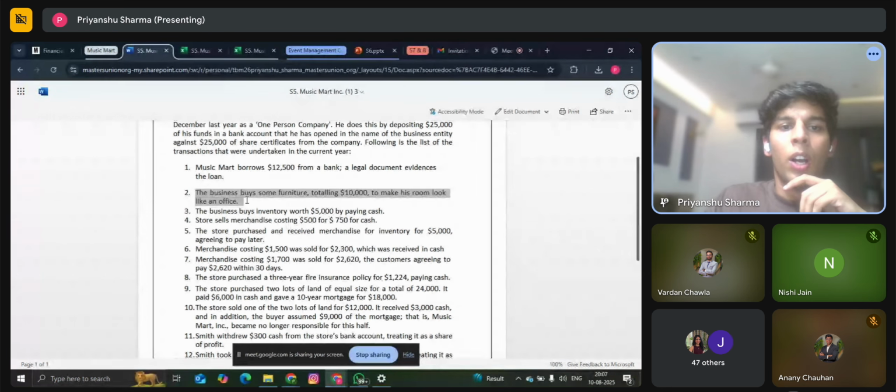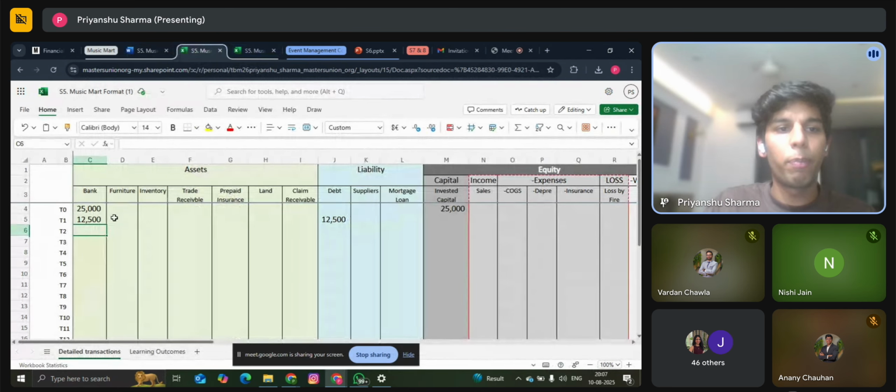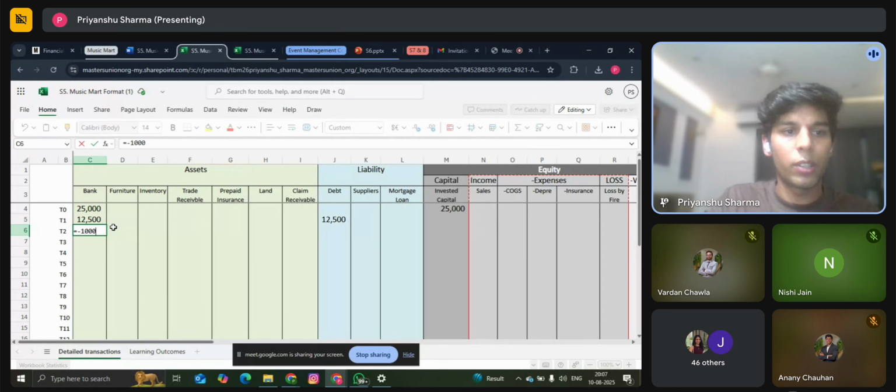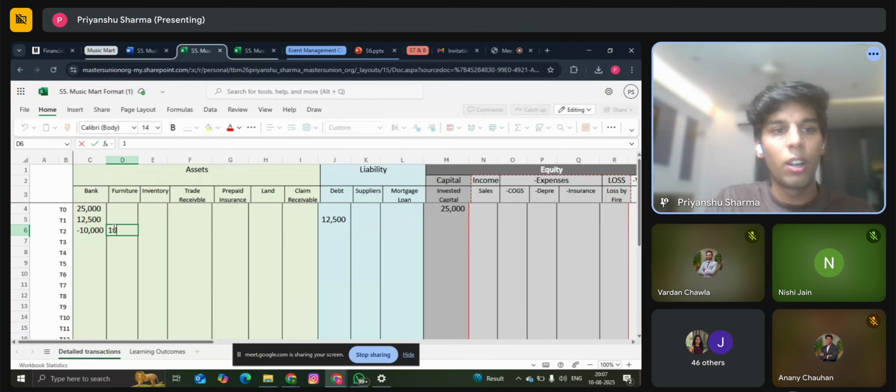Cool. So for the second entry, they've bought some furniture totaling $10,000 to make their room look nice. Basically, we've purchased an asset using our bank side. So here we'll put down minus 10,000 because we will pay that money out of our bank. And since we bought furniture, we'll add 10,000 in the furniture account for our business.